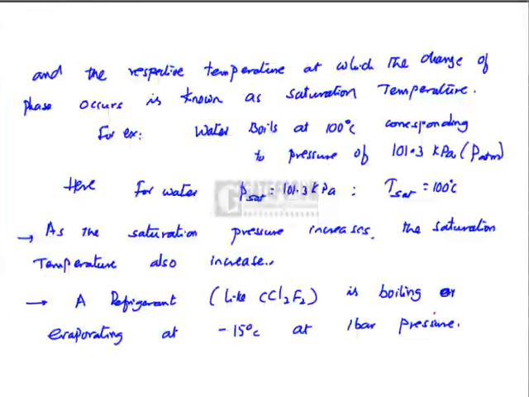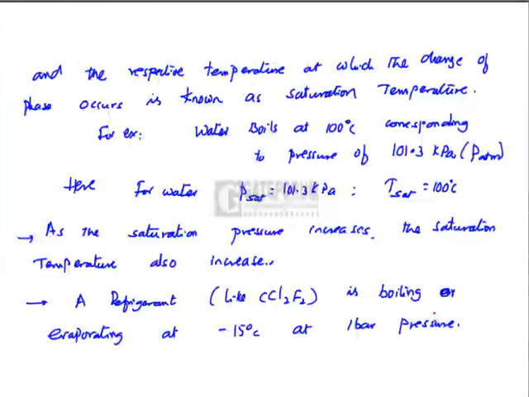Now the same refrigerant may be made to condense at 30 degrees centigrade by increasing the pressure of the refrigerant. That is the important point in any refrigeration system.